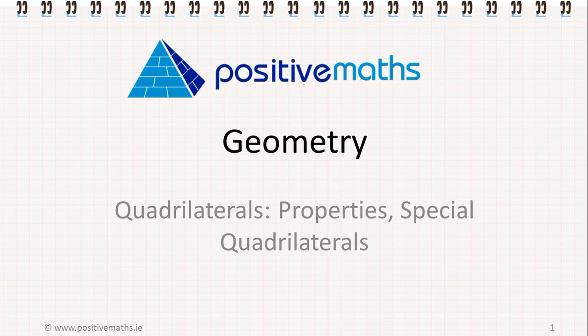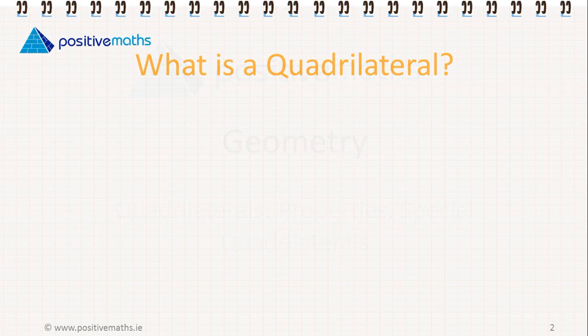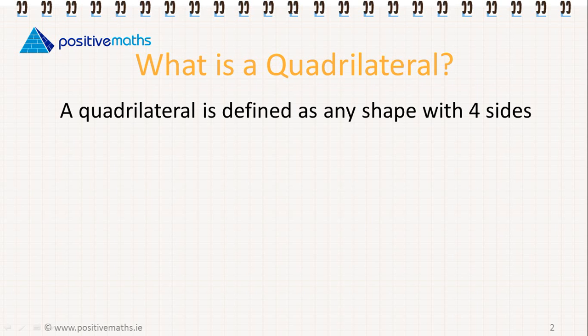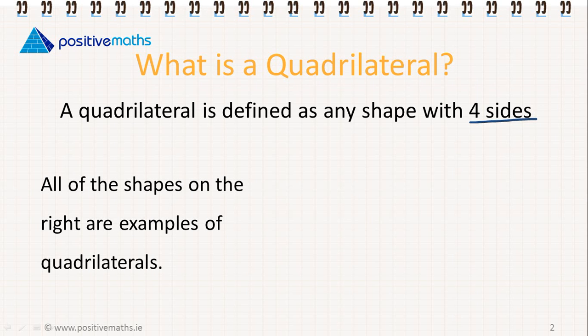In this video for Positive Maths, we're going to learn about quadrilaterals. So the first question we're going to answer is, what is a quadrilateral? It's defined as any shape with four sides. Let's look at some examples. All of these shapes that are coming up on the right are examples of quadrilaterals. Some of these we might be more familiar with than others.